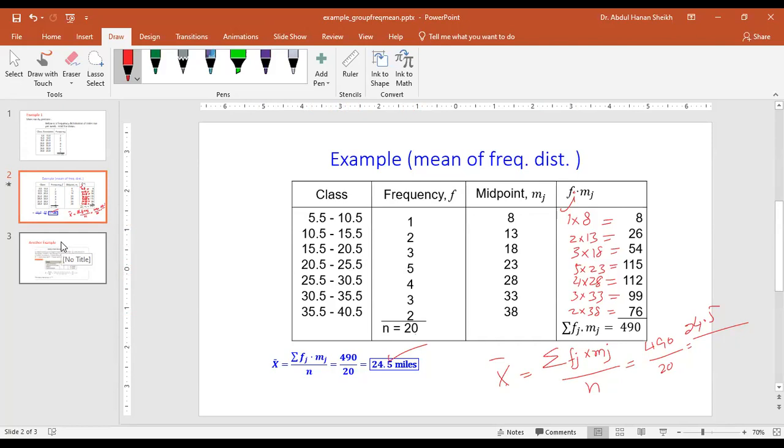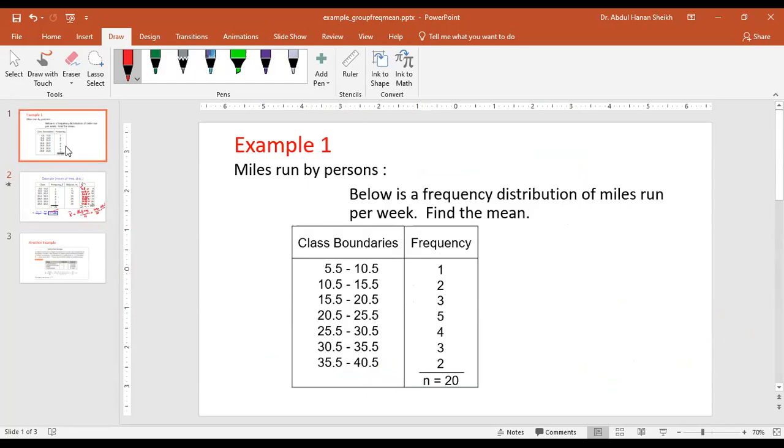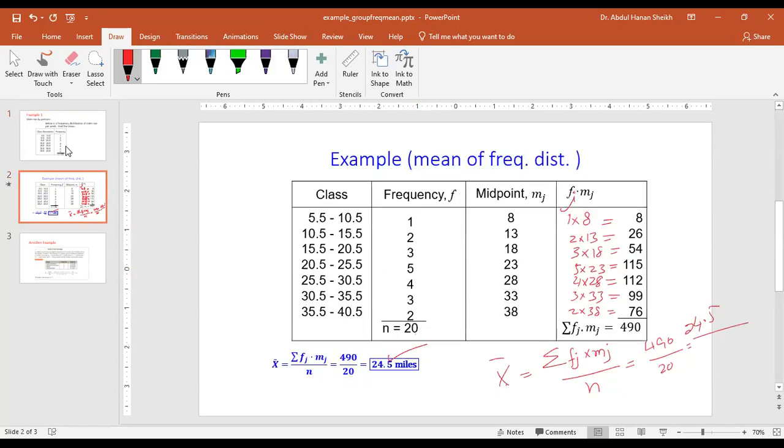Any question? Is it clear how we compute? Let me recall this. We are given this. We need to compute 2 things: the midpoint of the class and the midpoint multiplied by the frequencies. So the midpoint and then the midpoint multiplied by the respective frequency. We sum all these and then we divide this sum by the total number of frequencies. That gives us the arithmetic mean.